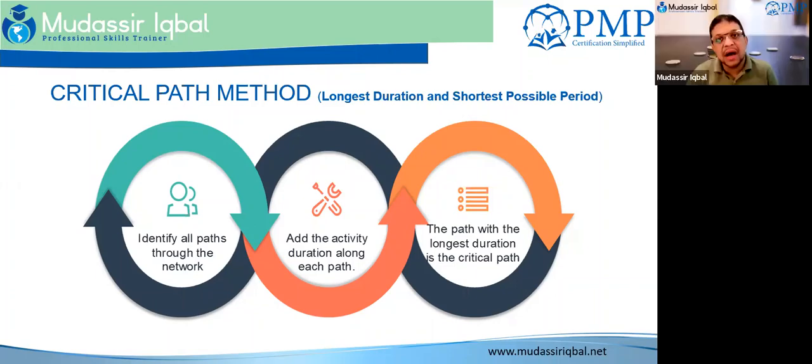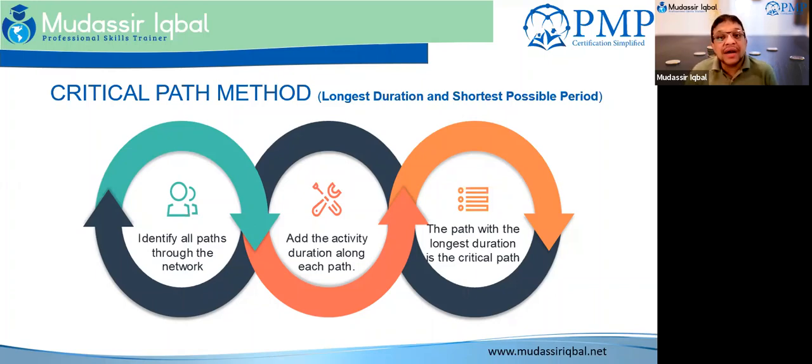Okay, so critical path is the longest duration. There is no way that you can deliver the project in less than that time. That is something that you require. This is something that you cannot miss. And at the same time, yes, it is the longest duration, but it's the shortest possible period, because you cannot actually shorten it any further.